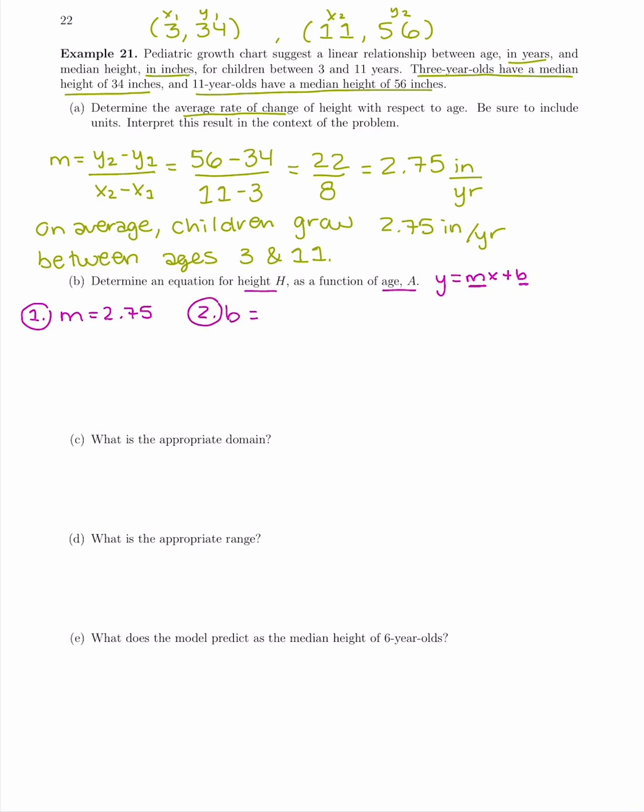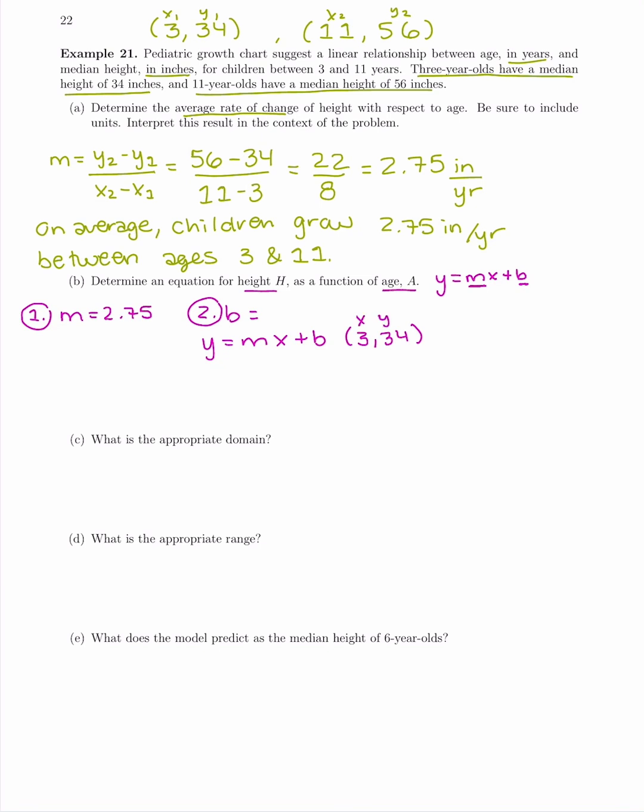So they don't start out as 0 inches. We're looking at the initial amount for this problem. And so we want to figure out what b is. Y equals mx plus b. And I can plug in any point that I want to. I could use the (3, 34) or (11, 56). It doesn't matter. I might use (3, 34) just because it's nice having smaller numbers.